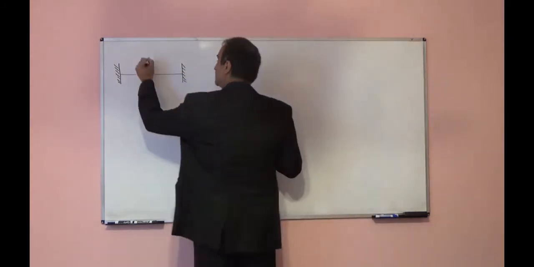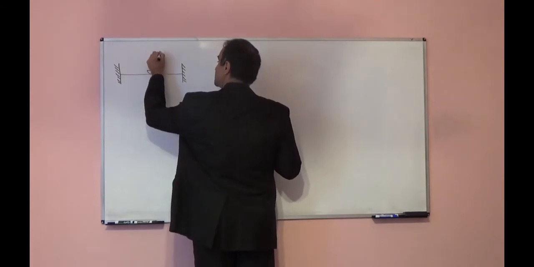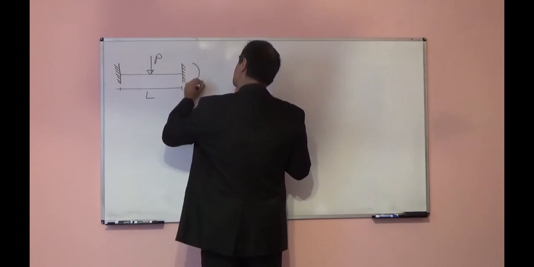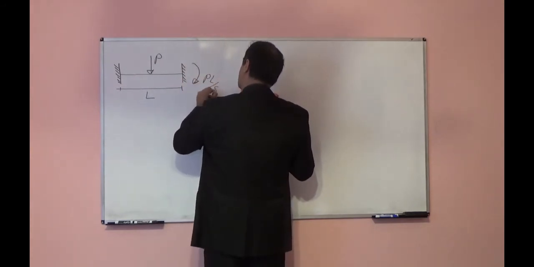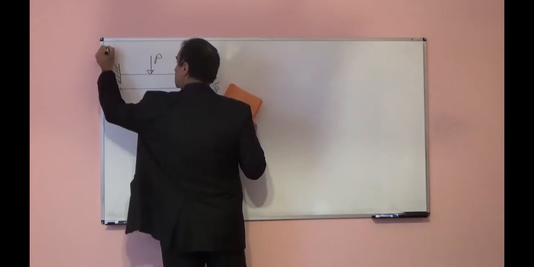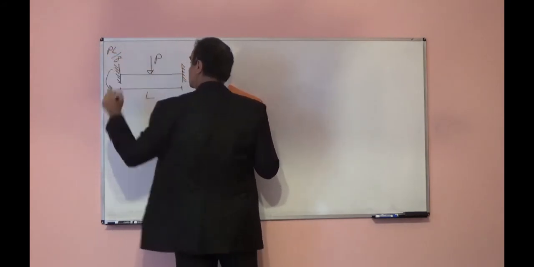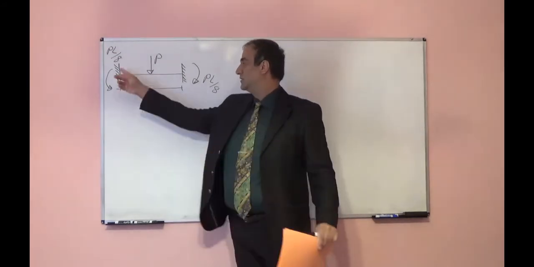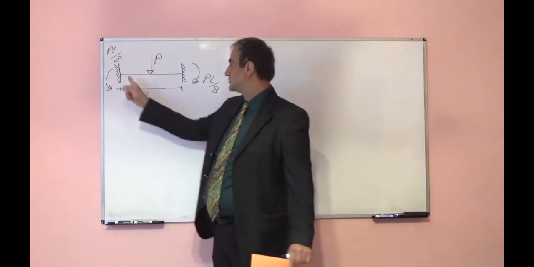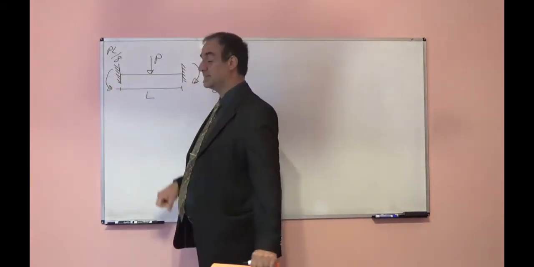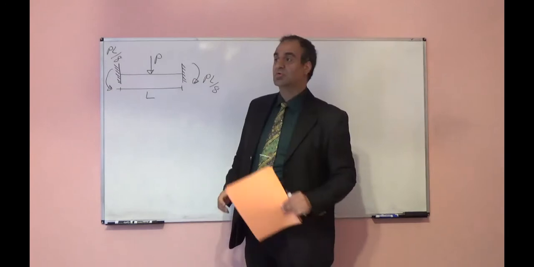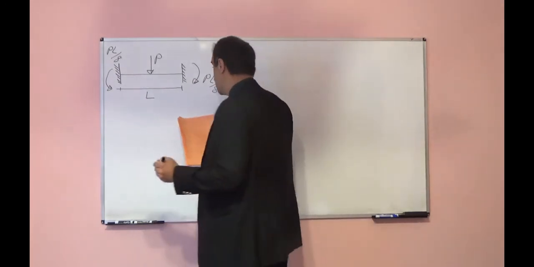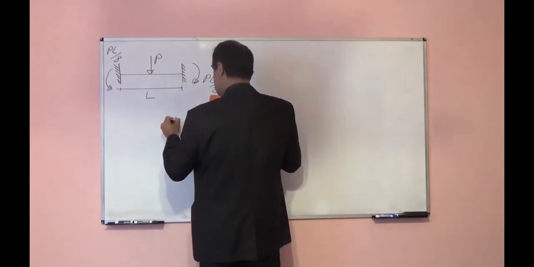I'm writing those. If we have a concentrated load at mid-span of a beam with both ends fixed, the moment at the support is PL over 8, PL over 8. In the slope deflection method, I use counterclockwise as positive, so I will call this positive moment. This is negative moment. In some books, clockwise is positive. You can choose whatever you want. So PL over 8, PL over 8.